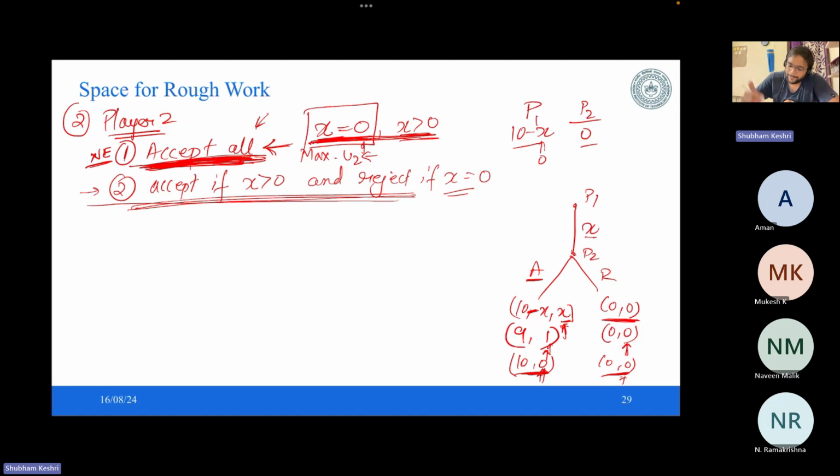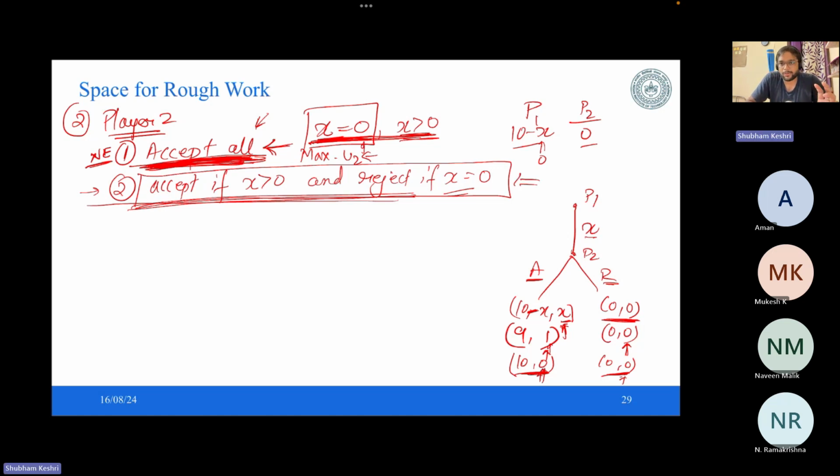But now you think, you are saying when he is rejecting. So in this strategy, player 2 is not saying I will reject. So I am segregating the strategies of player 2. One strategy is accept anything that player 1 is giving. The second strategy is accept only if the value is positive and reject when it is 0. So we have not talked about this yet. We have not talked about this so far.